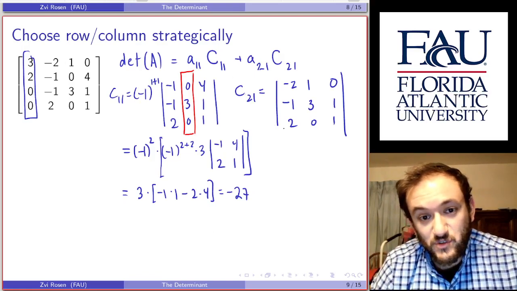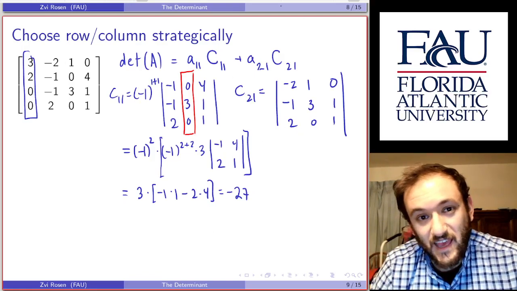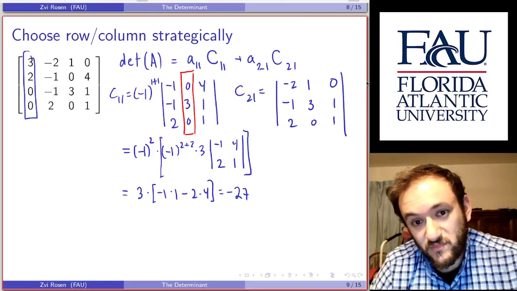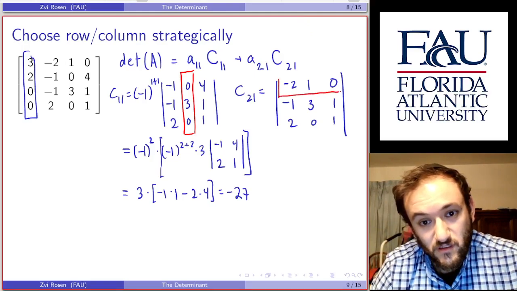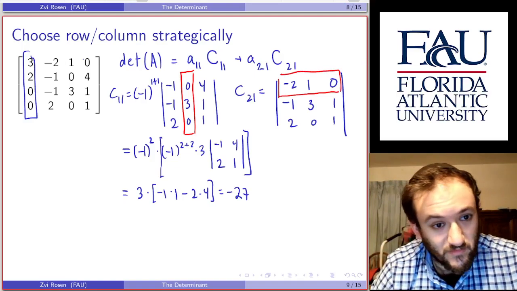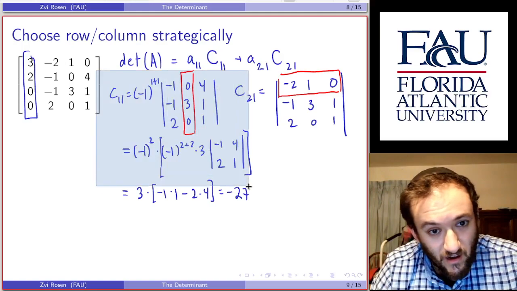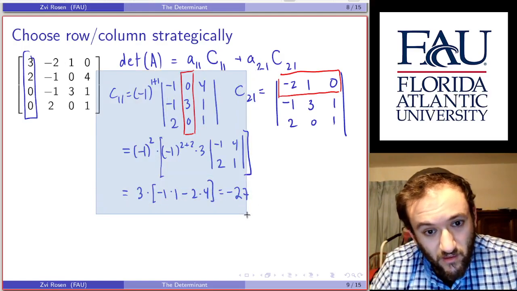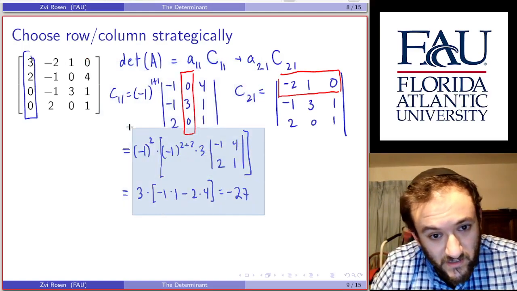How about C21? Well, here it's not as easy. Let's just use the first row. We get at least one 0 there. I just want to move this a bit.